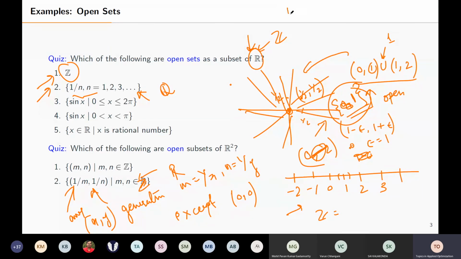So what are the typical points you have? Like 1 is there, half is there, 1/3 is there. So this is the set and it's tending to 0. It's not 0 exactly, but tending to 0. Okay, 0 is not in this set. And then we have to check that all points are interior points, right?